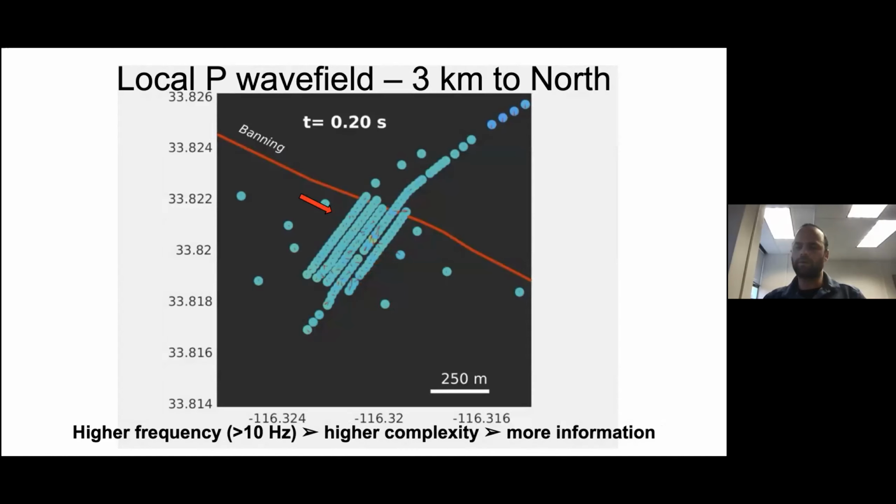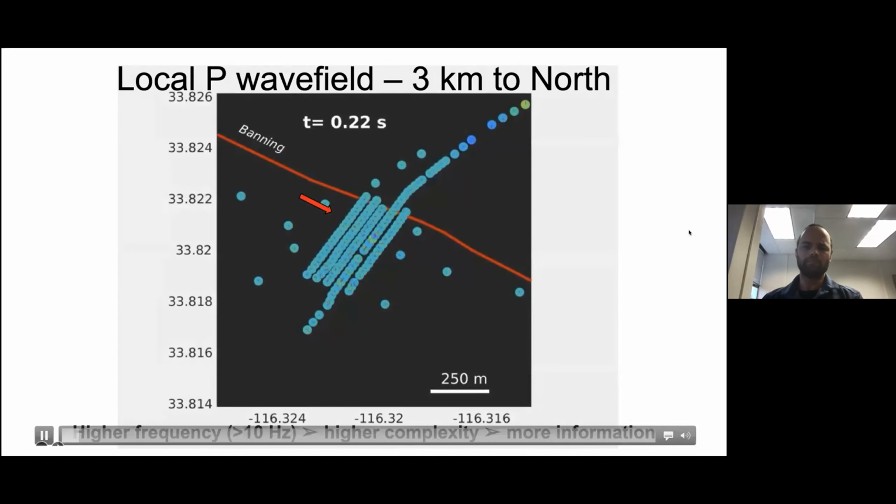We can look at high frequency energy too. And for that, we look at some local P wave arrivals from local earthquakes. And I can see even finer details. You can now see that there's a region here a little bit southwest of where the Banning is mapped, where we have some rapid changes in wave field properties.